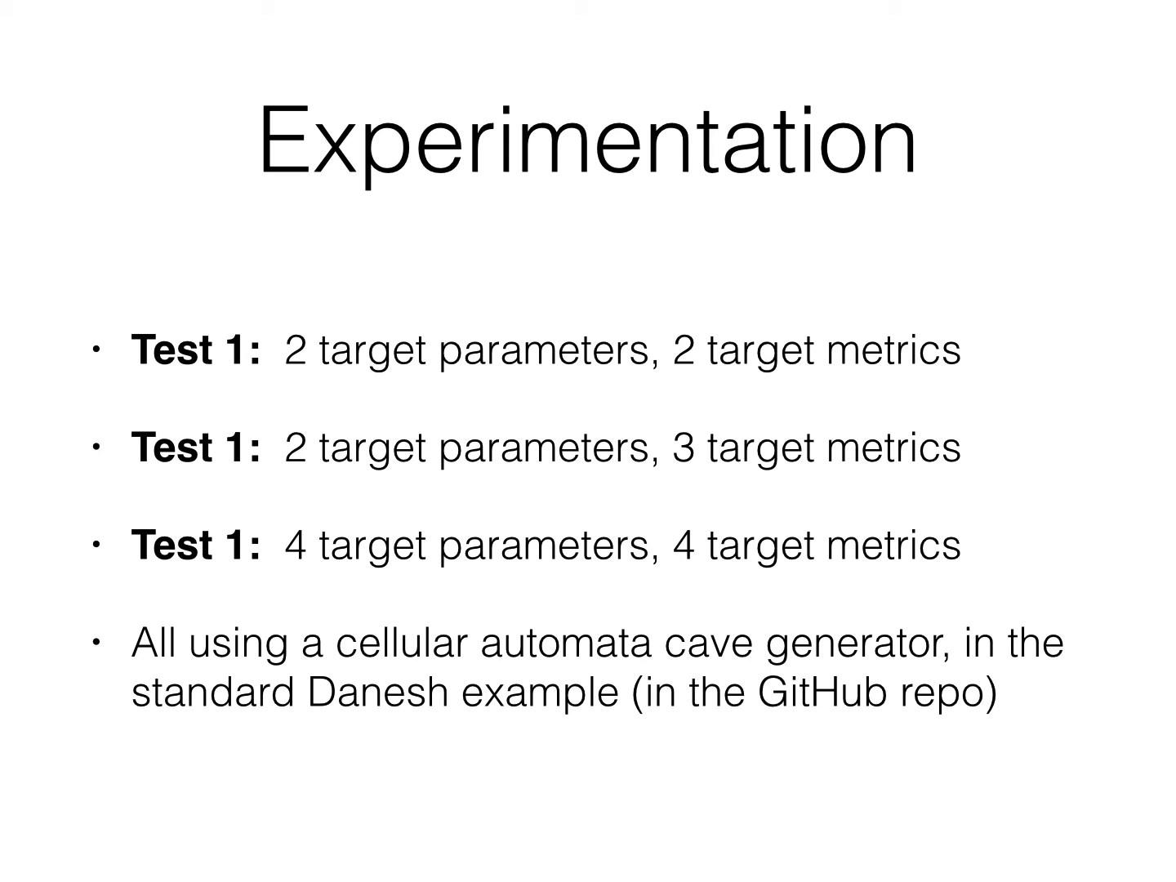So we had 3 tests. I have just noticed they're all labeled test 1. That is my bad. But there were 3 separate tests, and they all had different sets of parameters and target metrics. So the first one was relatively easy. We had 2 target parameters and 2 target metrics, and so on and so forth. And notice that adding more parameters can be both good and bad, because you're giving Danesh more opportunities to find good settings, but you're also providing it with more things that it has to try out and test. So there's also more useless results that it has to wade through.